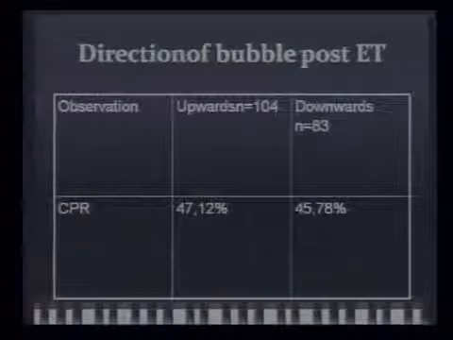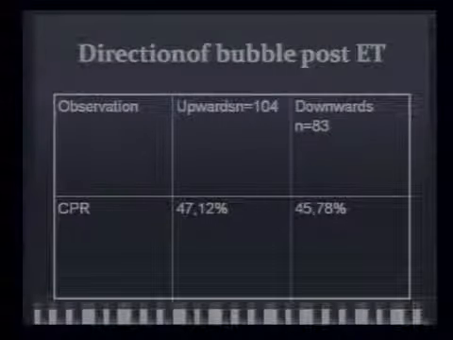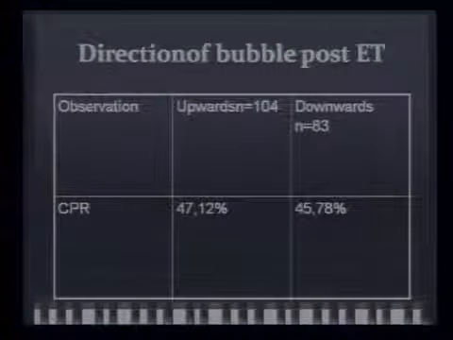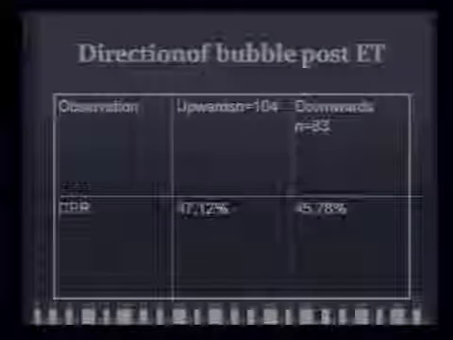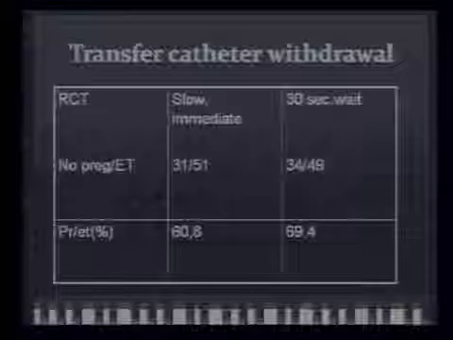What about the bubble after the ET? If the bubble goes upwards, it is 47%. If it is downwards, 45%. There is no difference in the direction of the bubble following the embryo transfer. What about the transfer catheter withdrawal?